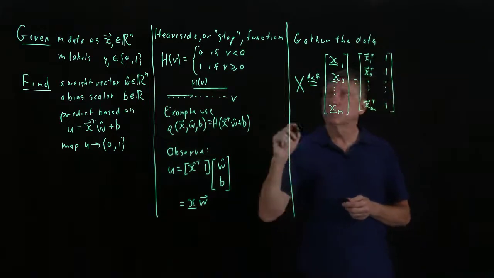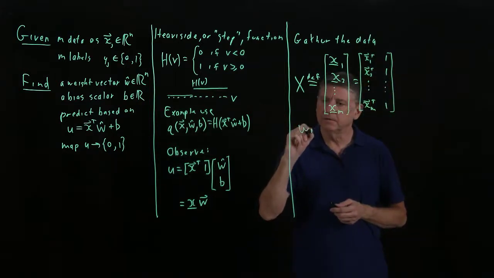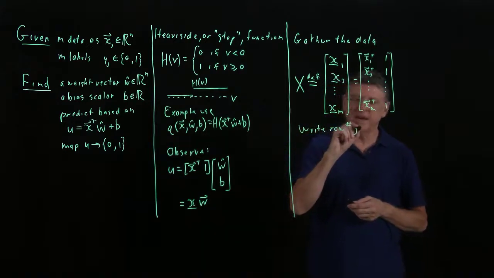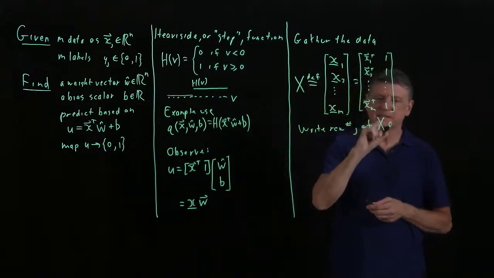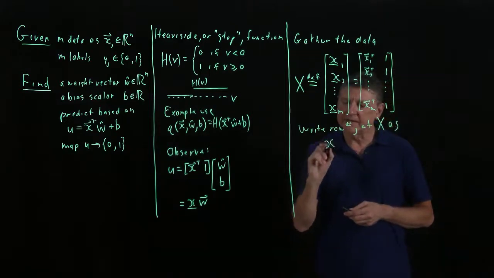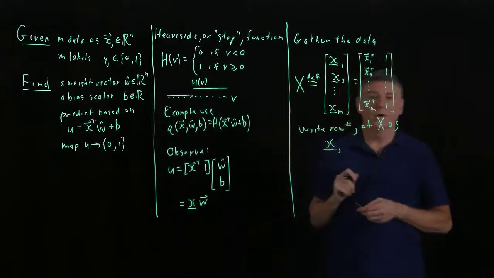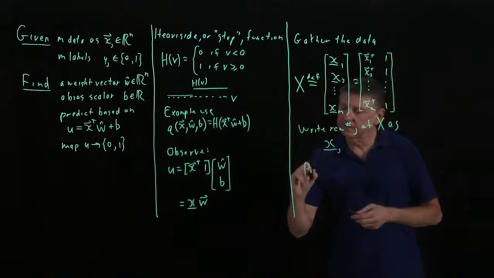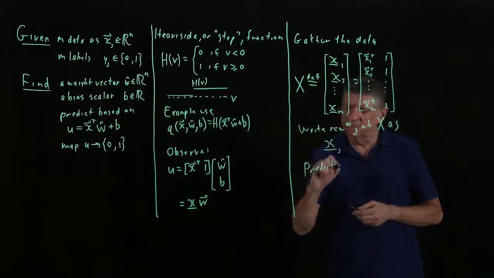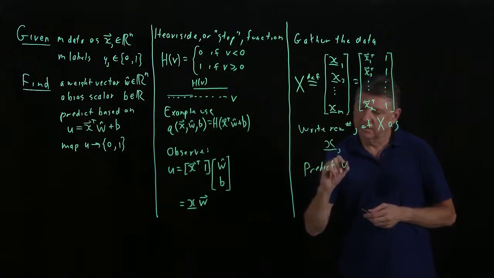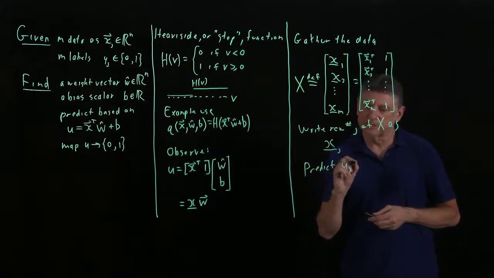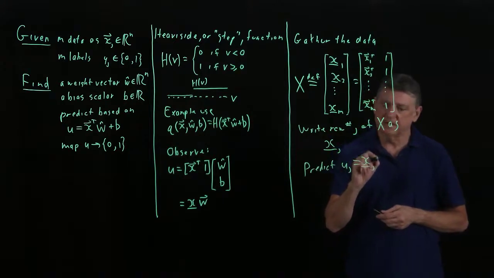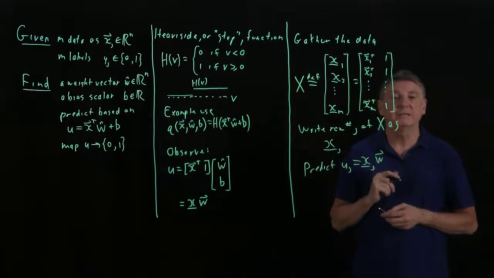So we will write row number J of X as the jth 1 form X. And now we will predict based on uj, which we'll say is X1 form j times the augmented weight vector W.